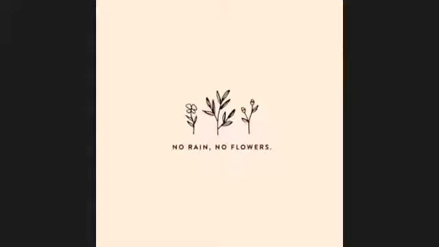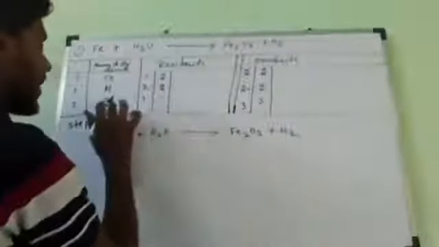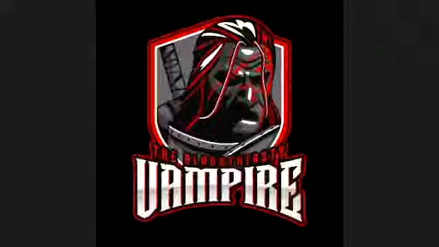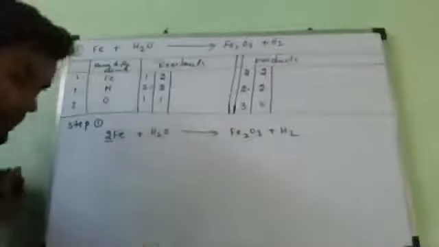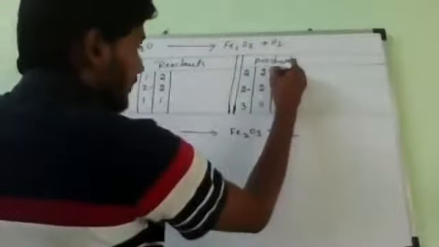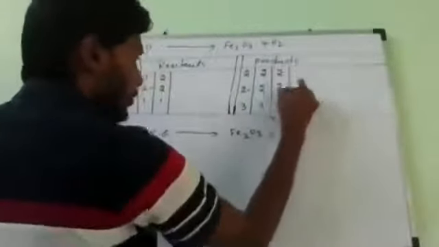Now you start verifying. Iron is 2, balanced. Next, hydrogens are 2, balanced, but oxygens are 1 here and 3 here. So now, which side should we balance, product side or reactant side? Reactant side. Now 3 here and 1 here. We want to make it balance, so how much do we have to multiply? 3. Very good. Here no change on the product side, so the same thing comes again: 2, 2, 3.